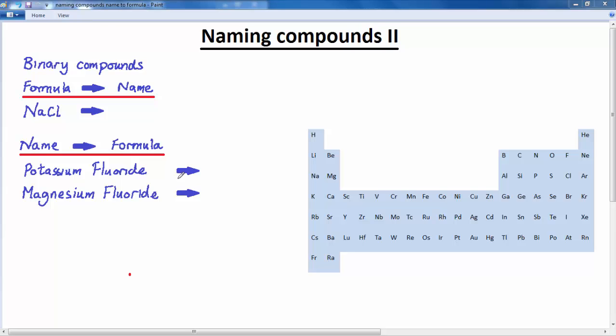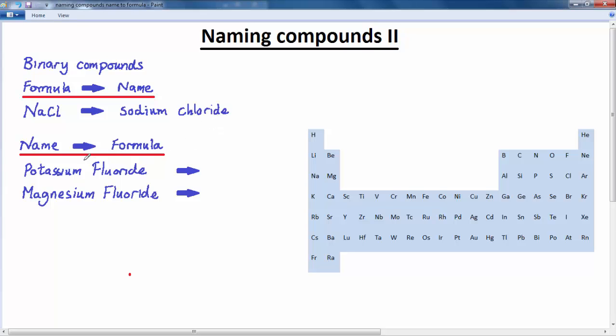In the last lesson, we looked at how we named binary compounds. We learnt how to go from the chemical formula of a binary compound, such as NaCl, to its name, which is sodium chloride. We learnt that as we do so, the metal in the compound keeps its name, whereas in the non-metal, the suffix is changed to the "ide" form, so chlorine becomes chloride.